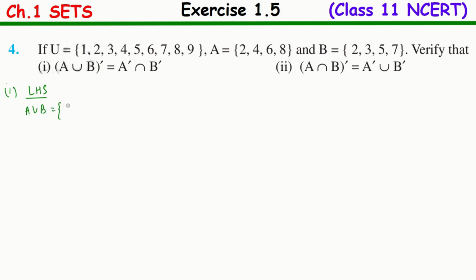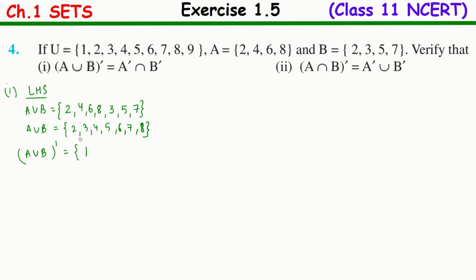So A union B will be everything which is present in A, 2, 4, 6, 8 and B also. B has 2 which is already mentioned, then it is 3, then 5 and 7. So A union B is this. If I write it in a proper way, it will be 2, 3, 4, 5, 6, 7 and 8. So we have to take its complement. This is A union B. Taking its complement, A union B's complement, it will be 1 is not present here, 1 and 9.